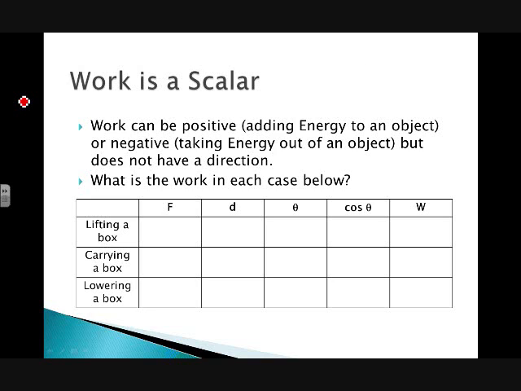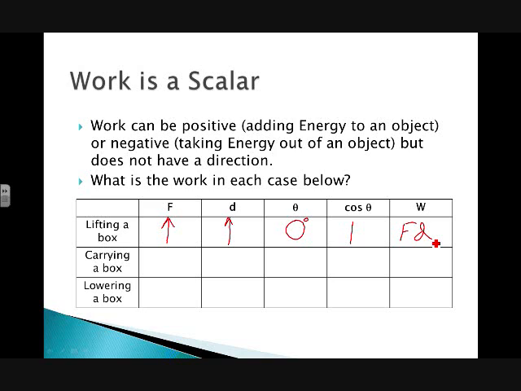So, when we're lifting a box, the force is directed upwards. The displacement of the box is upwards. If force and displacement are in the same direction, the angle between force and displacement is 0 degrees, and the cosine of 0 is 1. So work is simply force times displacement. Pretty straightforward.